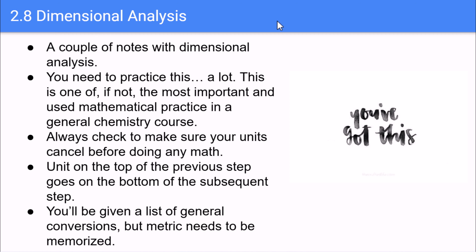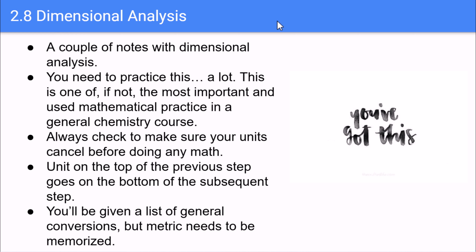Always check to make sure your units cancel before you do any math, and make sure that the desired unit is on top of the last step of your dimensional analysis work. The unit on top of the previous step goes on the bottom of the subsequent step every time in this class. Are there instances where that is not the case? Yes, but for our class, for simplicity purposes, that is always going to be the case.